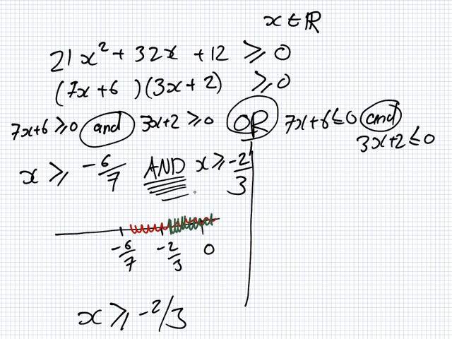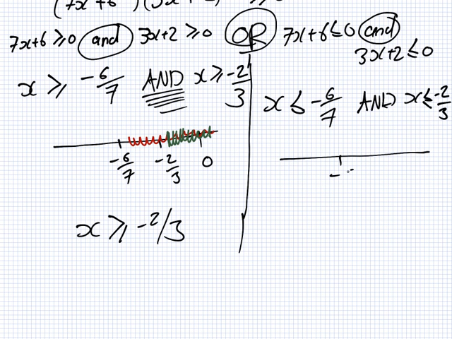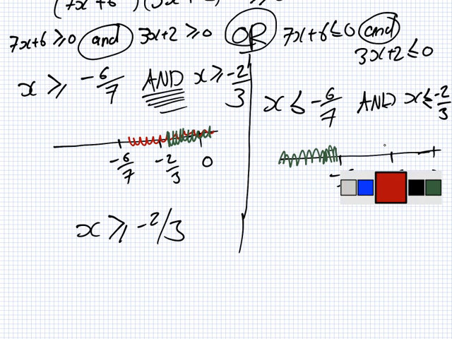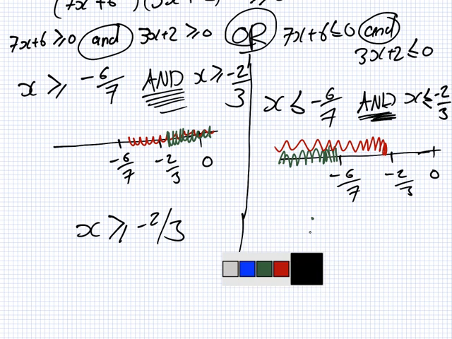Let's have a look at the right now. So this means x is smaller than or equal to minus 6 over 7 and x is smaller than or equal to minus 2 over 3. Let's draw this again. So once again, there's minus 6 over 7, there's minus 2 over 3, there's 0. I need x smaller than minus 6 over 7 and x smaller than minus 2 over 3. And the only way I can have and here, yeah, x less than or equal to minus 6 over 7.